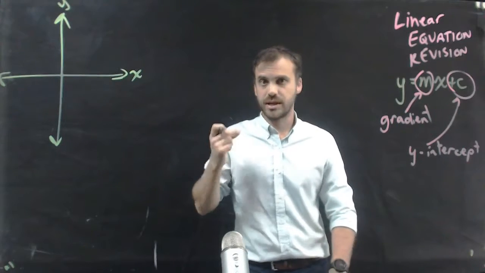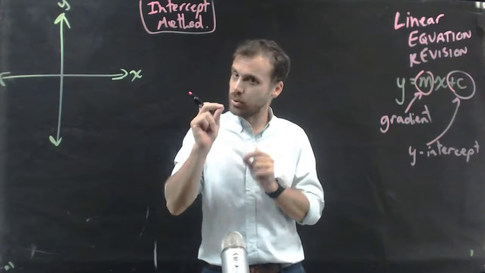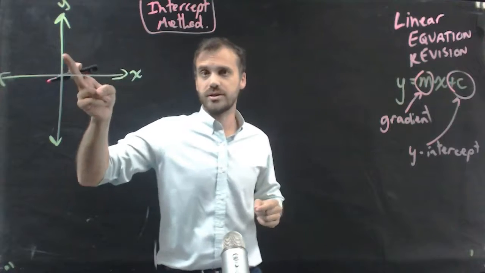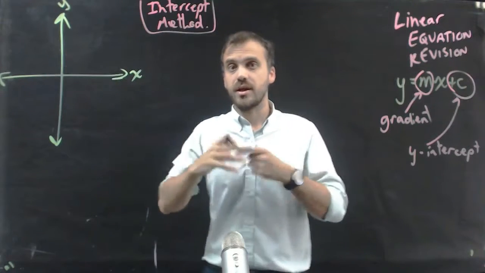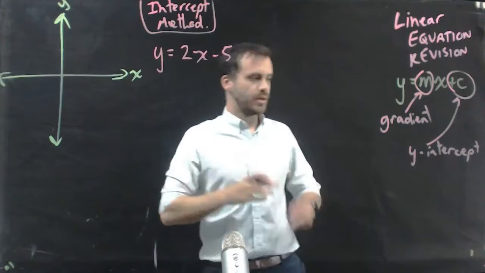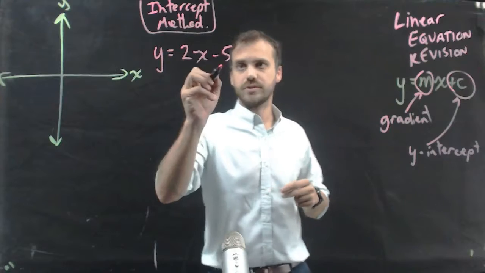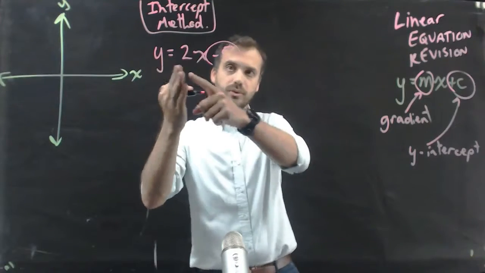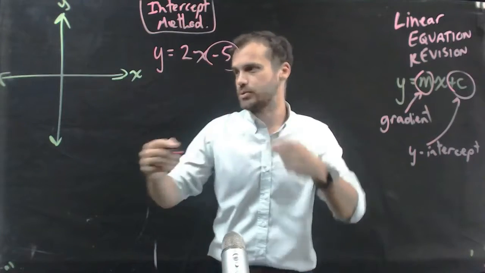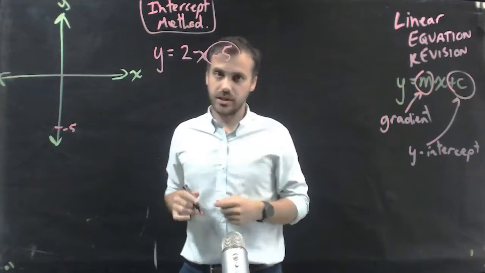But there is another method, the intercept method. Now, I only need 2 points on a graph to draw a straight line. So if I know the y-intercept and I know the x-intercept, then I can find out where that line is. So here's an equation, and I can sketch it using the intercept method. First of all, I can see, because it's in y equals mx plus c form, I can use the y-intercept, which I know is minus 5, as one of my intercepts.